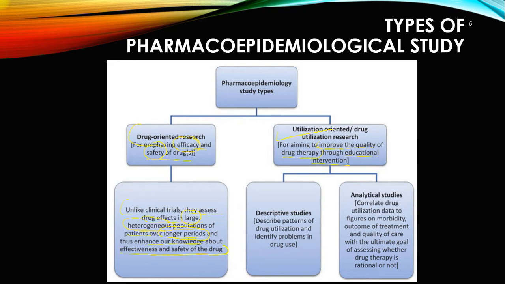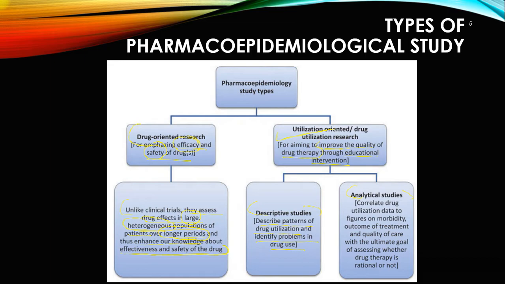Okay, so under utilization oriented or drug utilization research, we have two types, that is descriptive studies and analytical studies. We are going to give details of these two types of studies in the next few slides. So, what are descriptive studies? They describe patterns of drug utilization and identify problems in the drug use. How the drug is being used, there is a certain pattern of it, and they detail the pattern of the drug use.